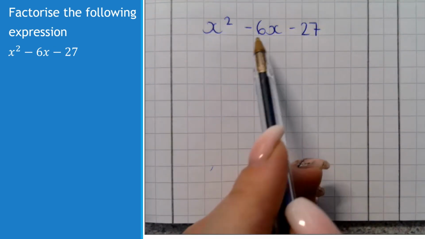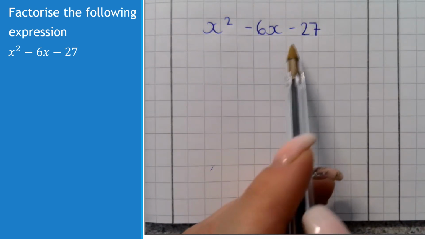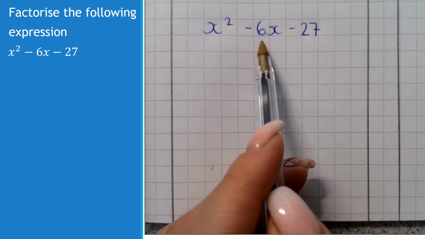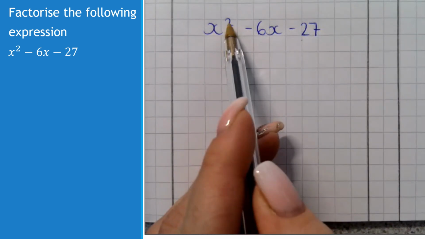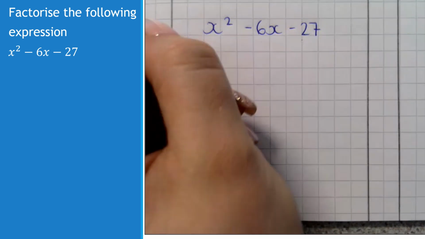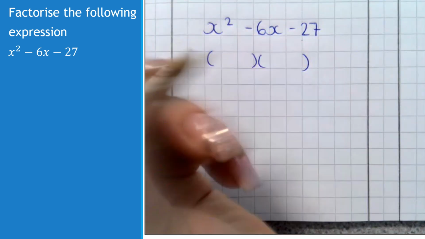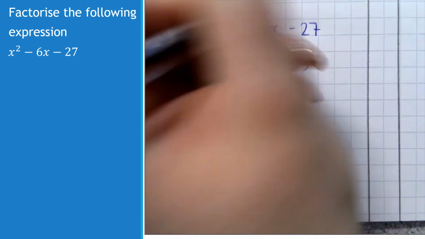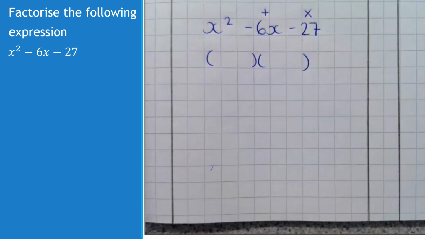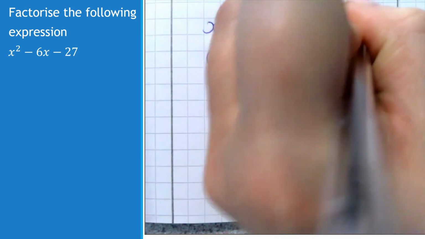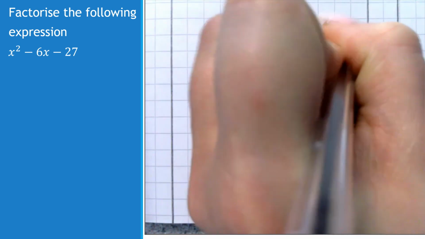So this example, again, is slightly different from the last one, because although we've still got a negative number here, this number on the end is also negative. So it's in the form ax squared, bx and c. So again, we know it's going to be a double bracket, and we know we're looking for two numbers that sum to make -6 and multiply to make -27. So our factors of 27 are 1 and 27 and 3 and 9.